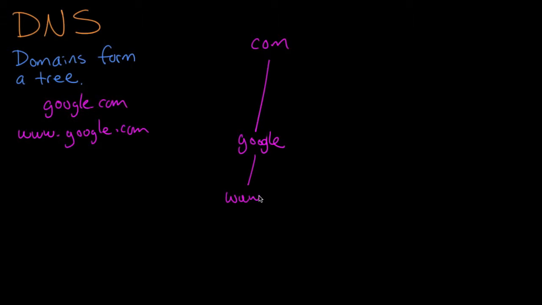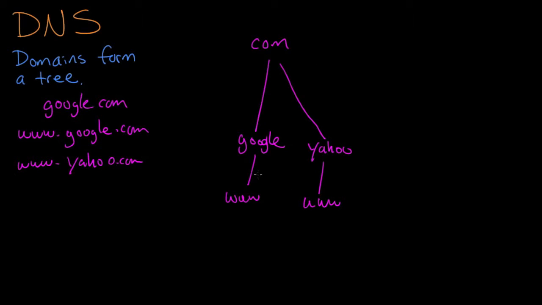And we'll do some more, like www.yahoo.com. So Yahoo goes right down below com. And then www down below that. And of course, these domains don't have to be limited to just 3 levels. There can be more levels than just 3.